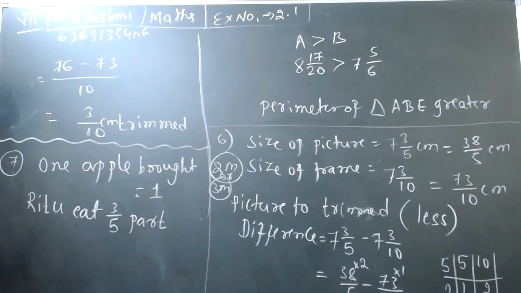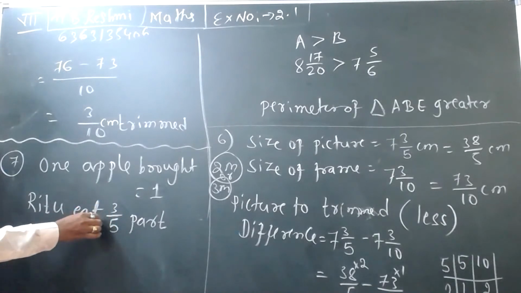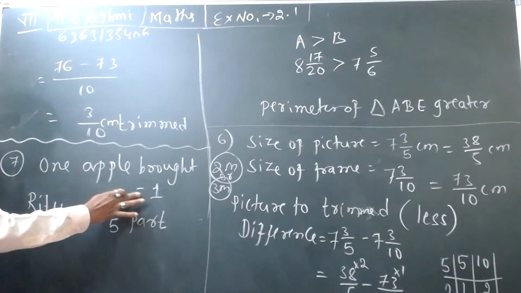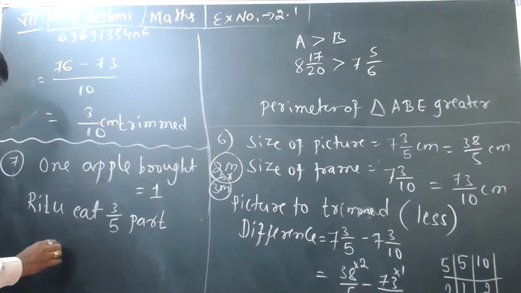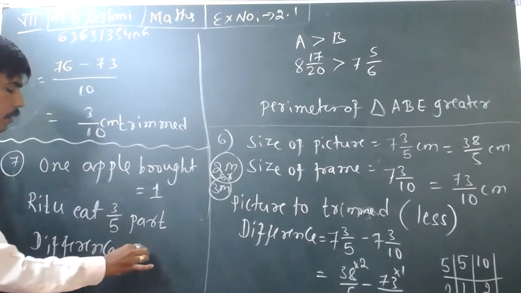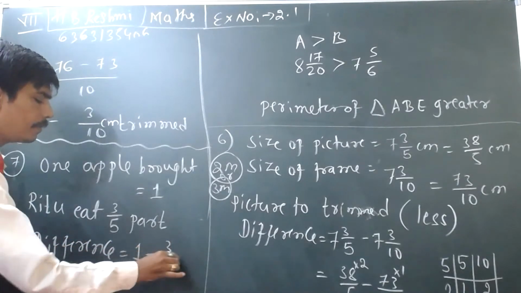So what do I have to do? When it is eaten, then it will become less. So first we have to make minus. She has eaten the apple from the brought apple. How many apples are brought? Only one apple is brought. So I can say difference. Are you understanding this one? Difference. That is 1 minus 3 by 5.